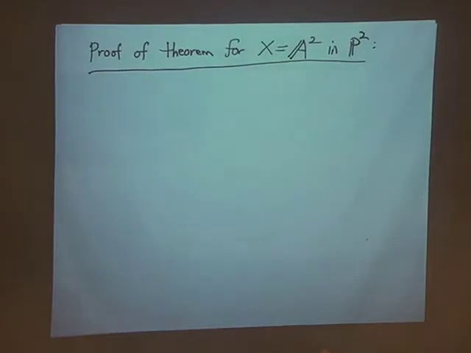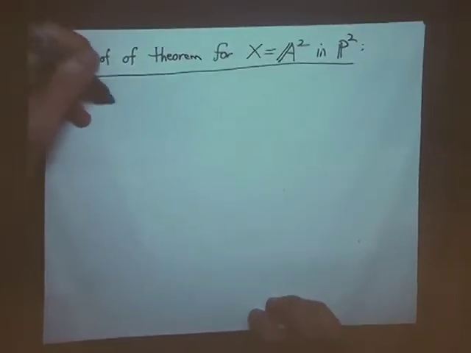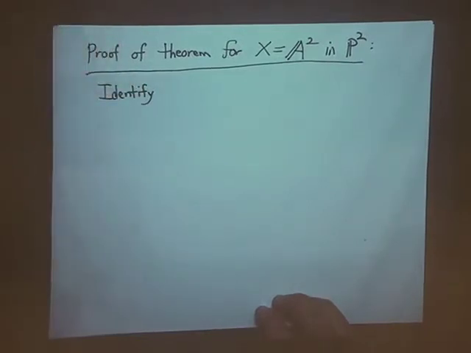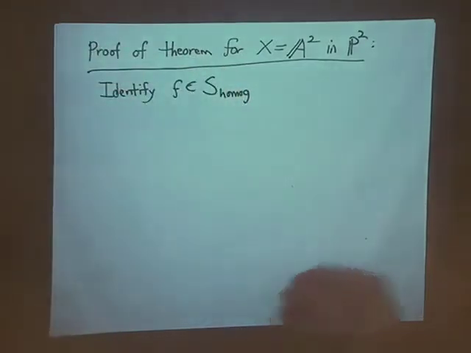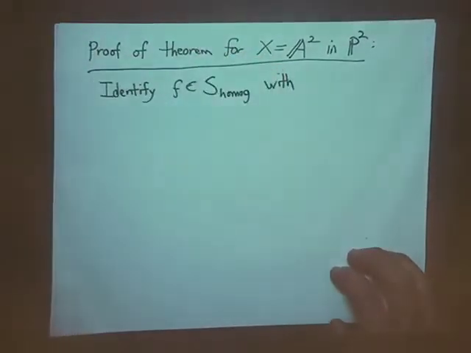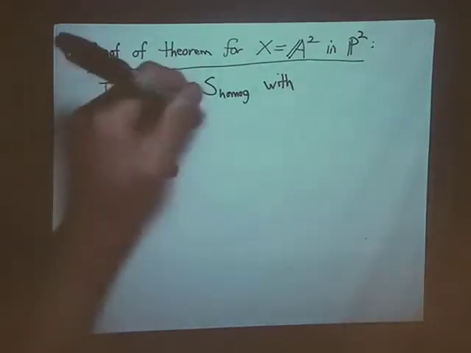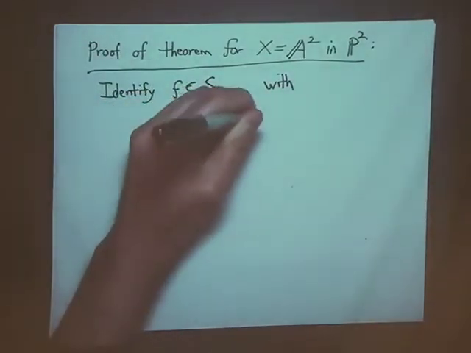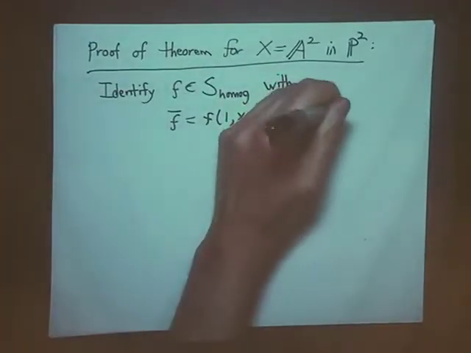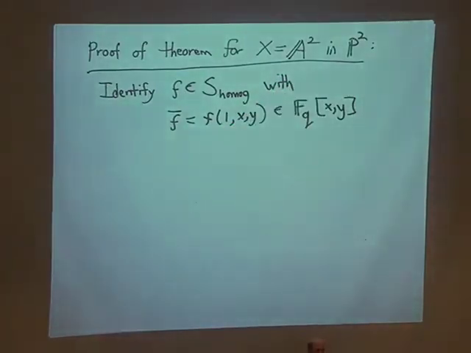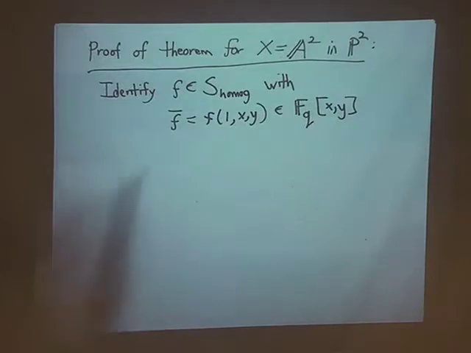In this case, the homogeneous polynomials F, you might as well dehomogenize them, and identify these homogeneous polynomials F with their dehomogenizations. So I'm going to identify F with F bar, which is F of 1, x, y. This is now just a polynomial, not necessarily homogeneous, in x and y over a finite field, and we're looking at the affine plane curve that this polynomial defines. From now on I'm going to call F bar just F.